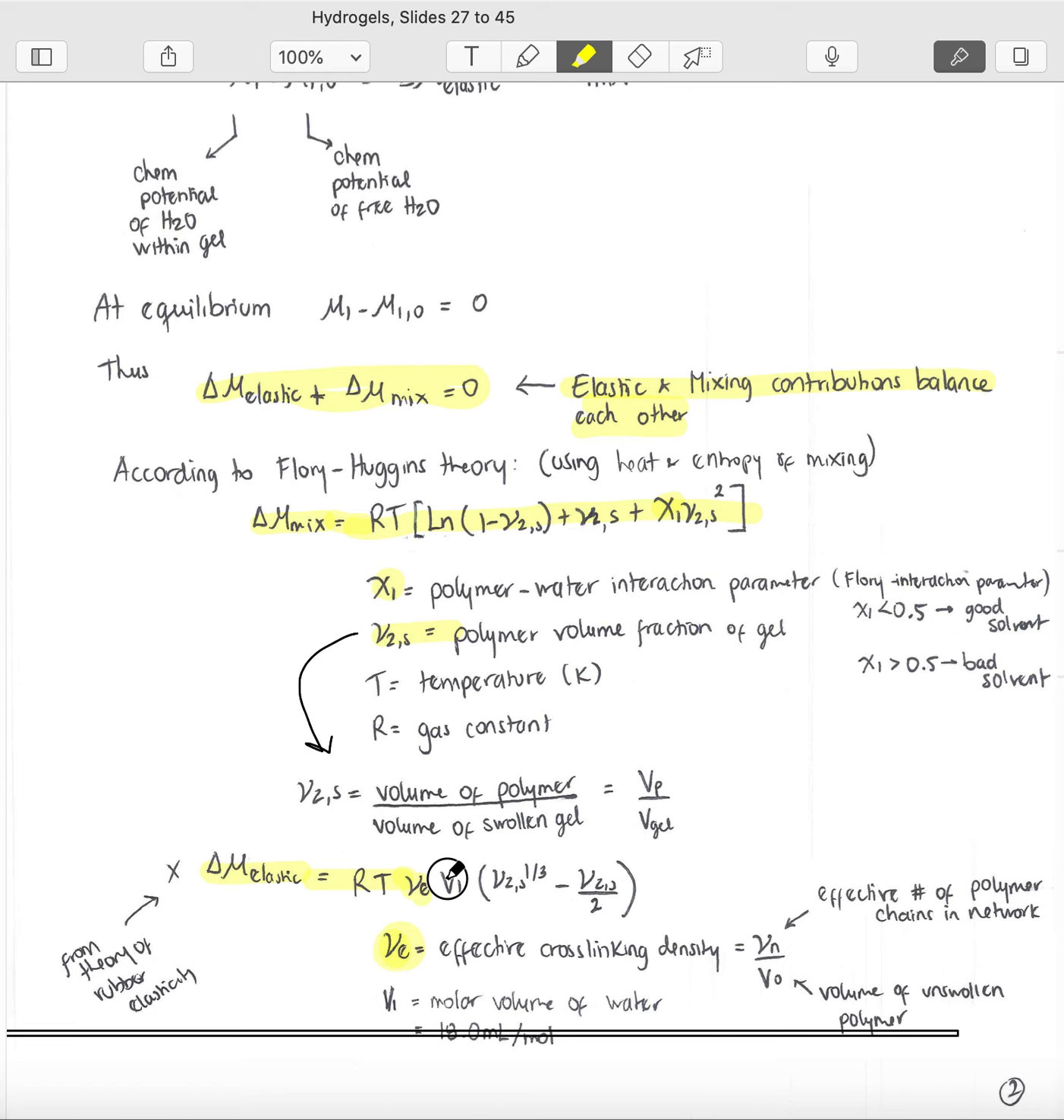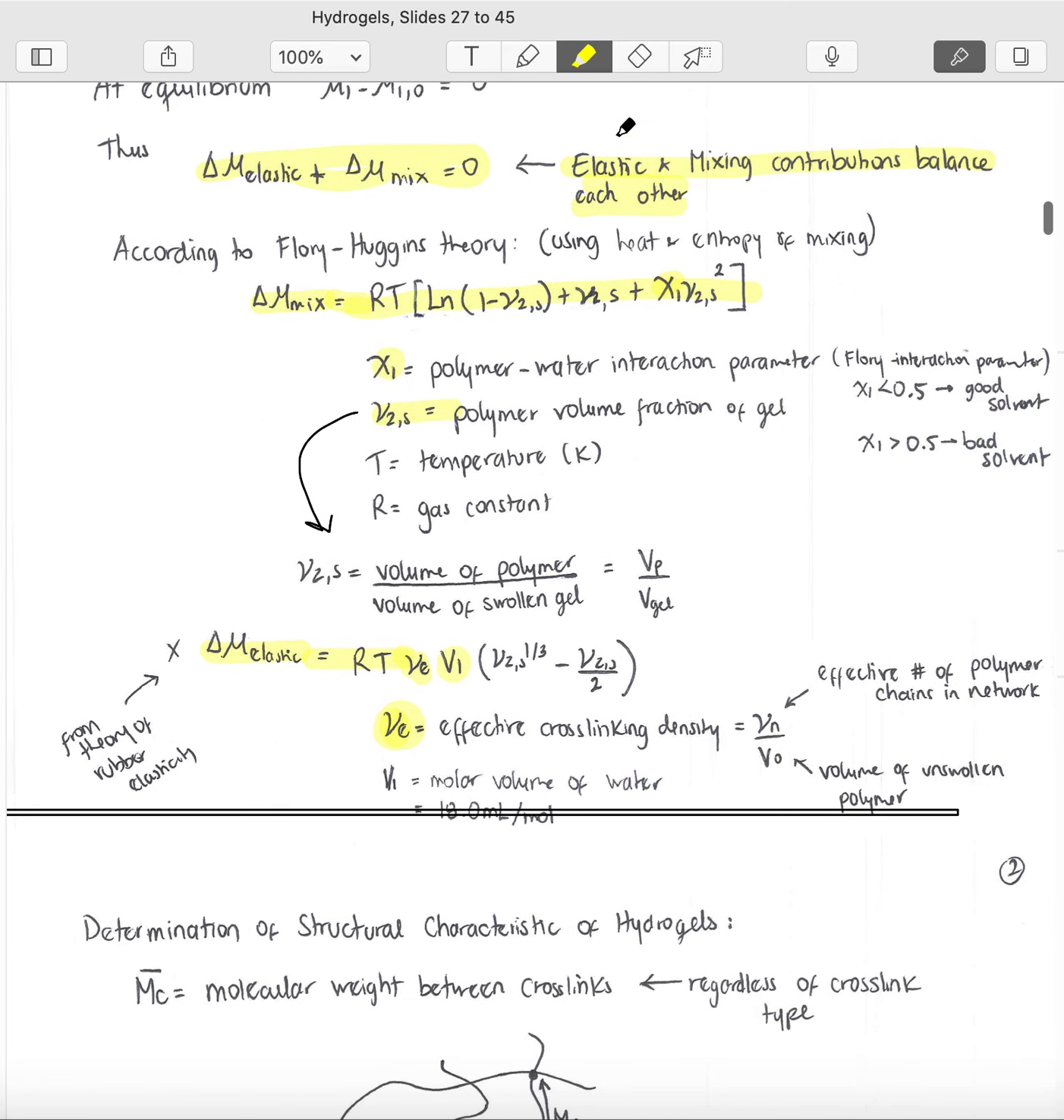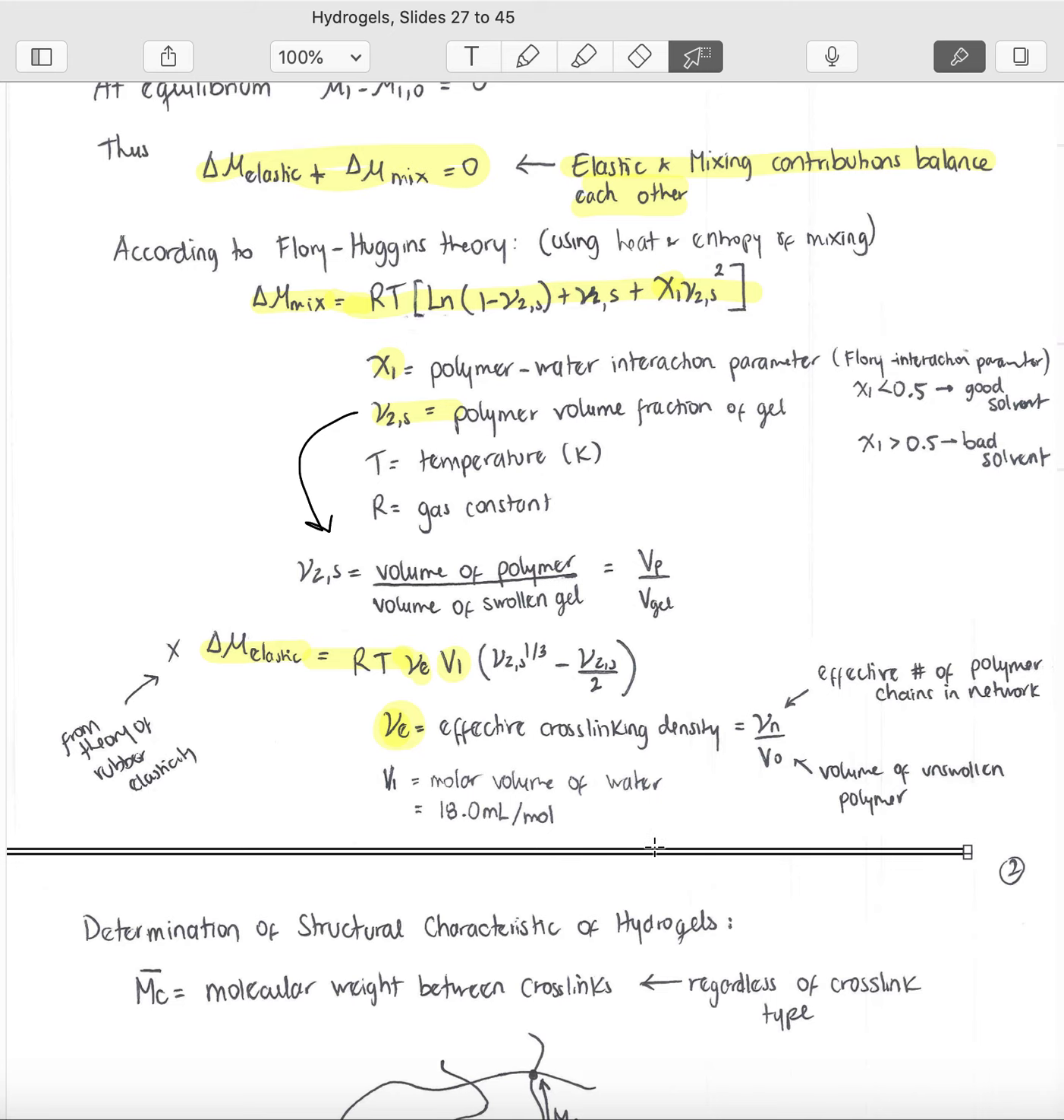I should come back to here. Here V1 is the molar volume of water, and the molar volume of water is basically equal to 18 milliliters per mole, or 18 centimeters cubed per mole for water. And everything else in the equation has already been defined.